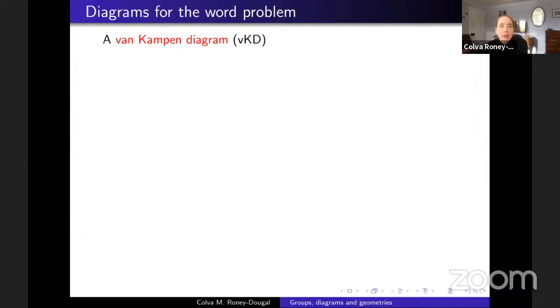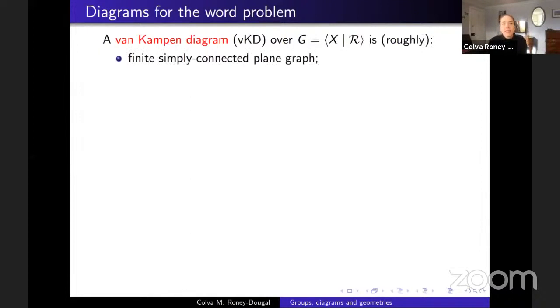So a Van Kampen diagram over a finite presentation is, I'm being slightly dodgy with the definition here, a graph. So a graph in the sense of vertices and edges. So we've got some points and some pairs of points, which are our edges. It's a plane graph, which means I've drawn it in the plane, on a flat surface with no edges crossing. It's finite and it's connected, and indeed simply connected. So once I've drawn it on the plane, that means it's got a single external face and all the other faces are internal.